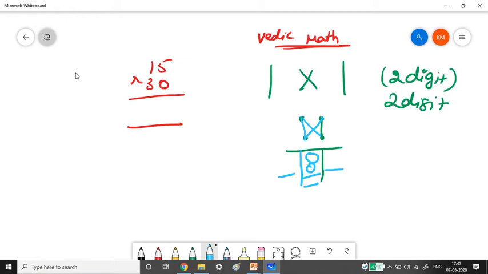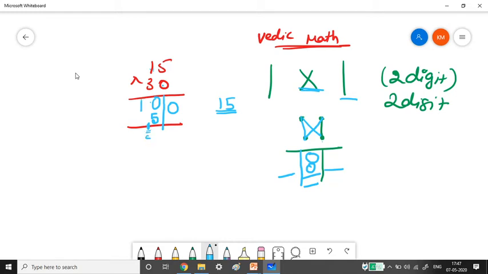I'll show you. 5 into 0 is 0. Then 1 into 0 is 0, and here cross. Now I'm doing this cross: 1 into 0 is 0, 5 into 3 is 15. So 15 is a 2-digit number, and here we have to write only a 1-digit number. So you write the ones place digit here and write the tens place digit as a carry, in subscript.